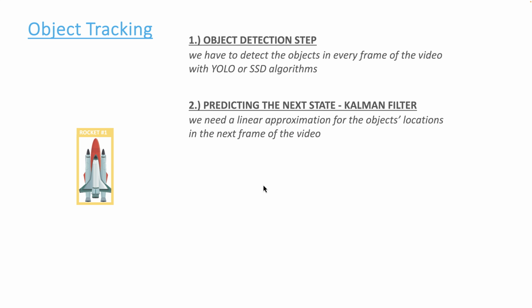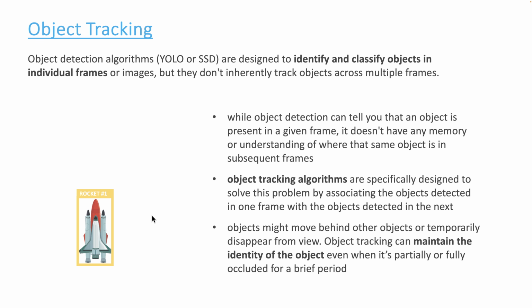Then we have the so-called Kalman Filter algorithm for predicting the next state of every single object that we have detected with the YOLO algorithm. So we need a linear approximation for the object's locations in the next frame of the video. For example, in this case, the Kalman filter will make a prediction of what's going to be the position of the rocket in the next frame of the video. And then it makes a prediction for the next frame, and then for the next frame, and so on.